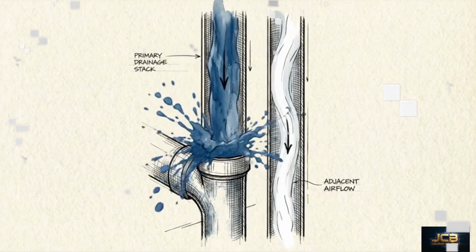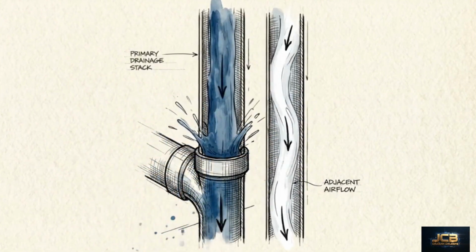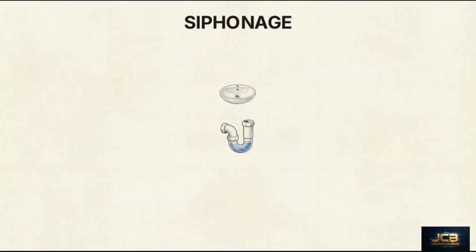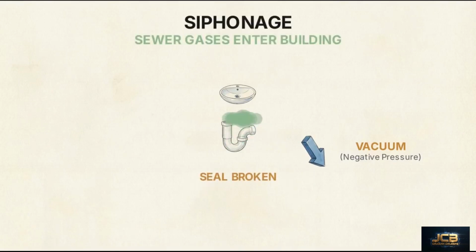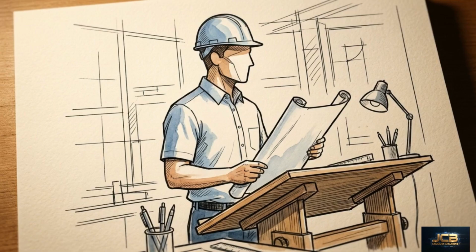When thousands of liters of wastewater plummet down a vertical stack, the falling mass creates a powerful vacuum behind it. Without a dedicated pathway for air to replace that void, the system will violently siphon the water out of every connected fixture trap.